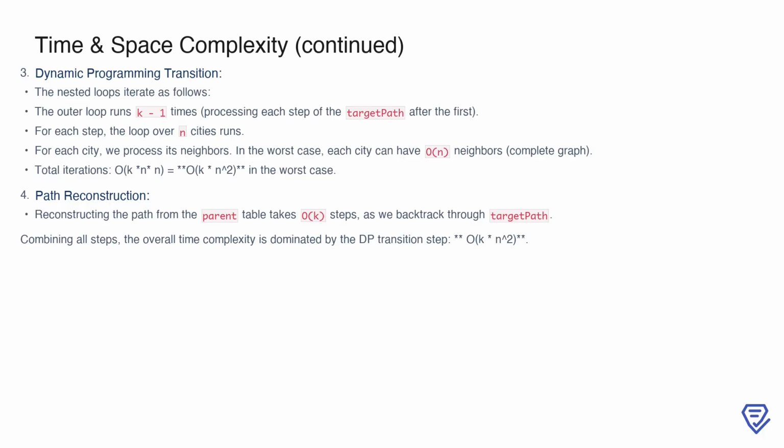Finally, the path reconstruction phase involves backtracking through the parent table to retrieve the most similar path, which takes k time. When we combine all these steps, the dynamic programming transition dominates the overall time complexity, making it k*n squared.